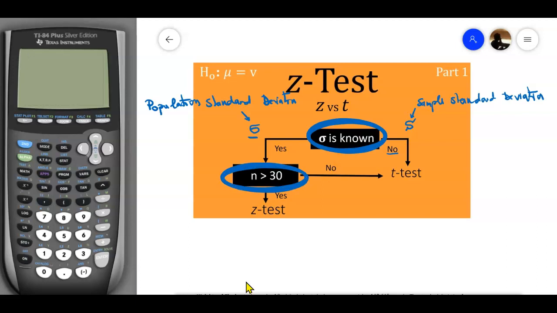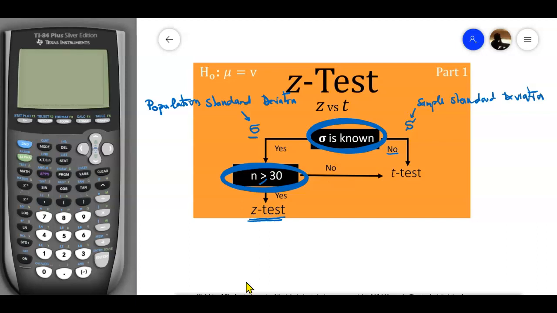You can use the Z table only under the condition that n is greater than or equal to 30. You can put even the equal sign. Then you can use the Z distribution. If this condition is not met, then you're going to go back and use a T distribution.